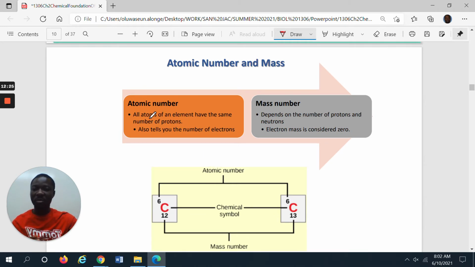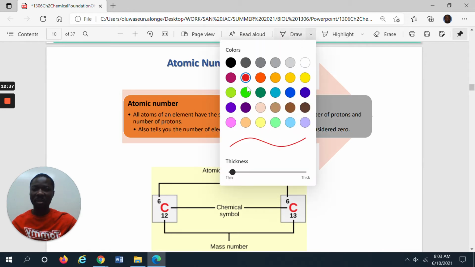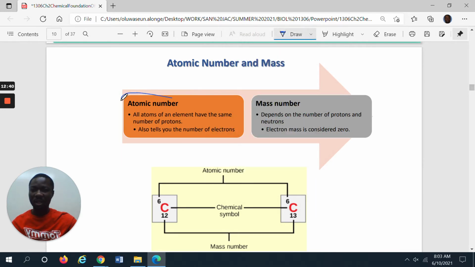So now, atomic number. All atoms of an element have the same number of protons, I told you, right? Atomic number is the same as proton number. Don't confuse it. This is atomic number. This is number of protons. It is the same. Can you see? All atoms of an element have the same number of protons. Atomic number is the same as proton number. I don't want you to confuse it. That's why I'm saying it again.